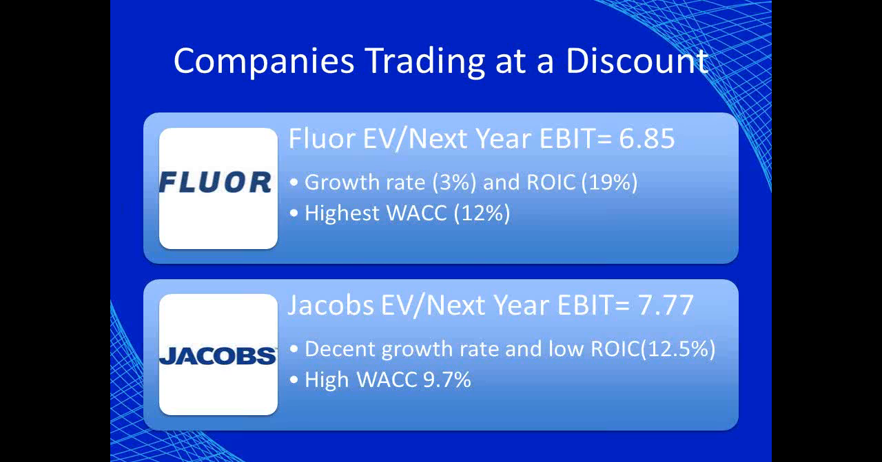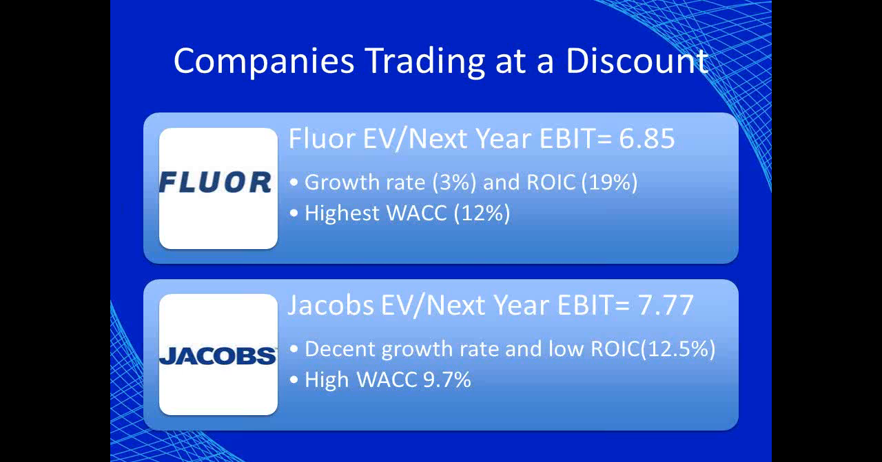Looking at a couple of the companies that are currently trading at a discount, you have Fluor at 6.85. Their growth rate at 3% and ROIC of 19% is as much the reason as the WACC, which is the highest of any of the companies, at 12%. We predicted that this would probably go down a little bit in the future, but it's still a significant factor that they have the highest WACC of any of the companies.